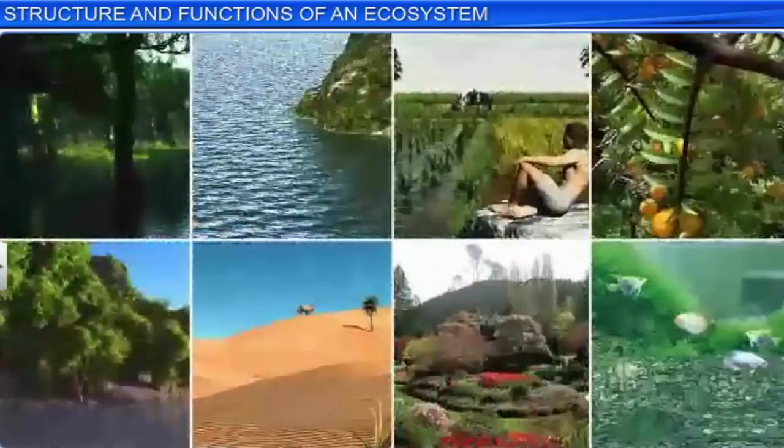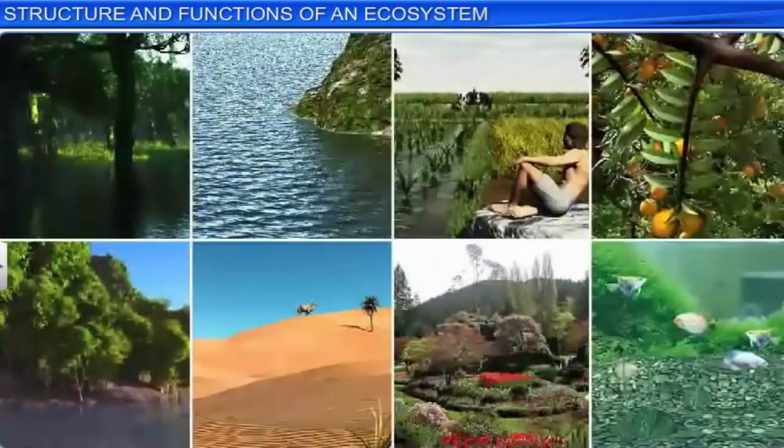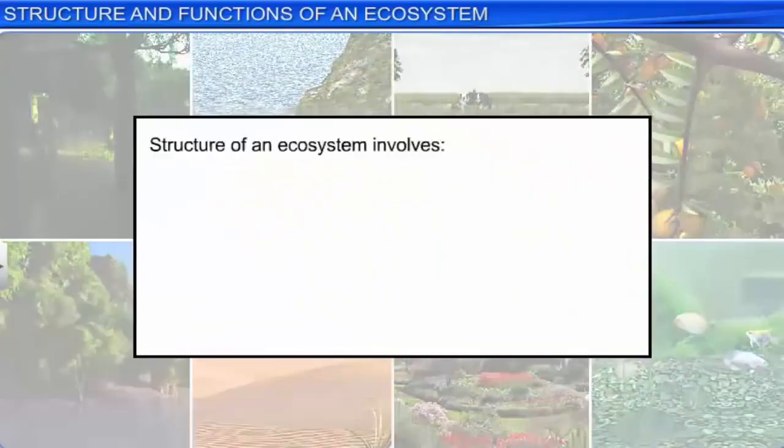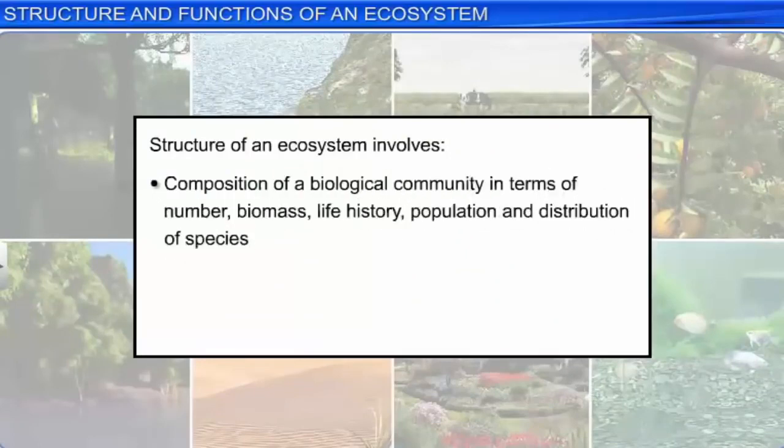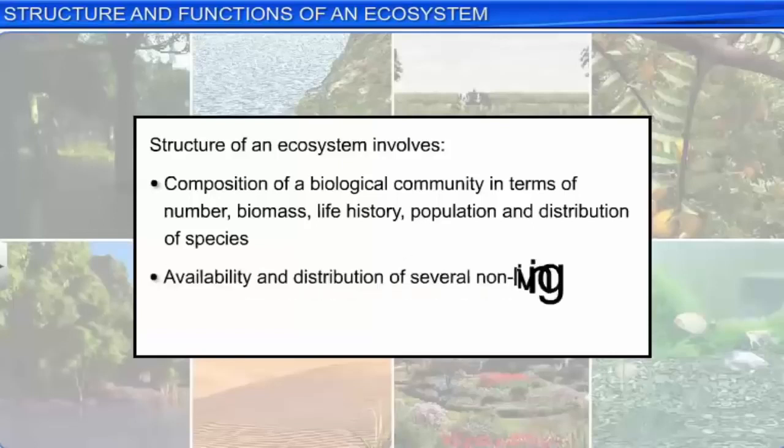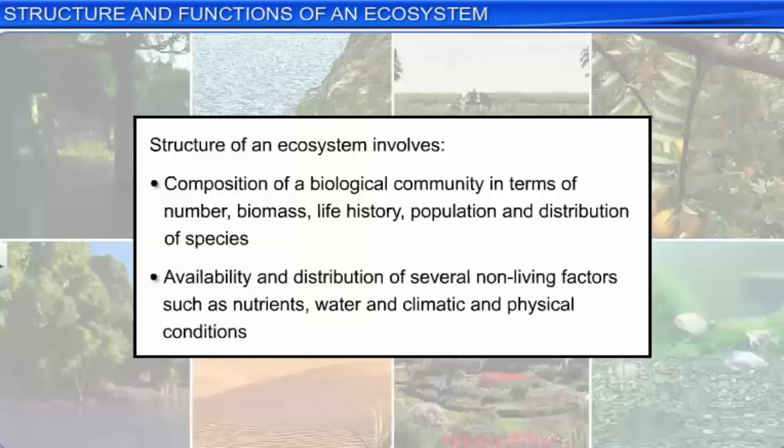The structure of different ecosystems also varies greatly and involves the composition of a biological community in terms of number, biomass, life history, population, and distribution of species. The structure of an ecosystem also involves the availability and distribution of several non-living factors such as nutrients, water, and climatic and physical conditions.